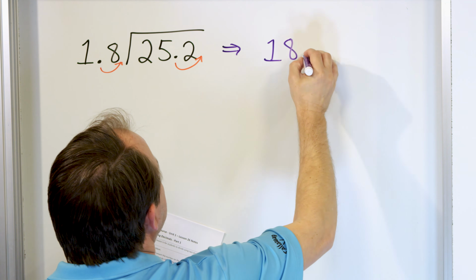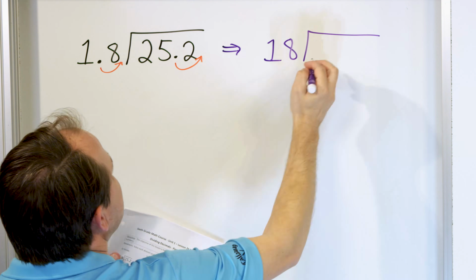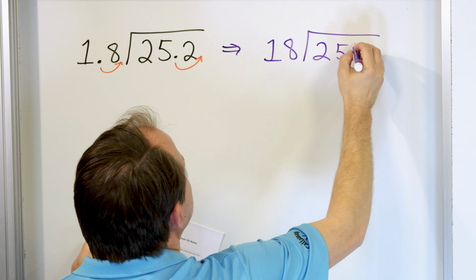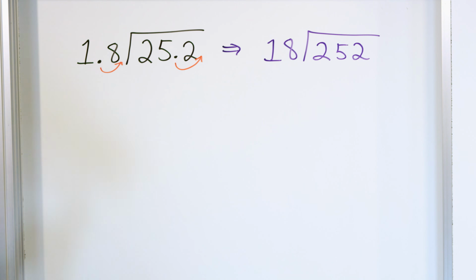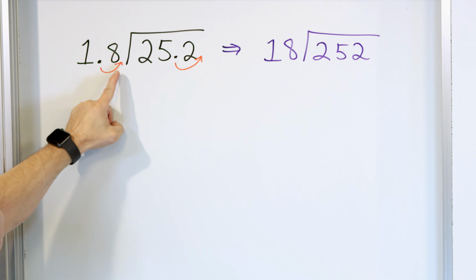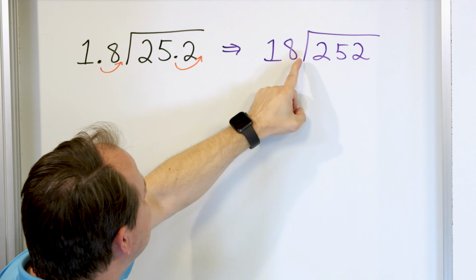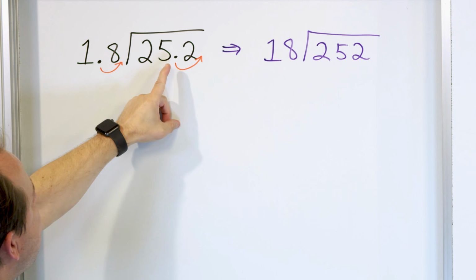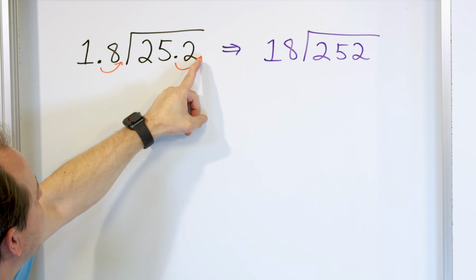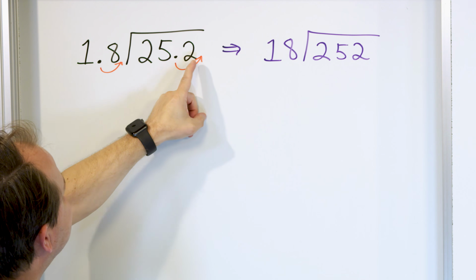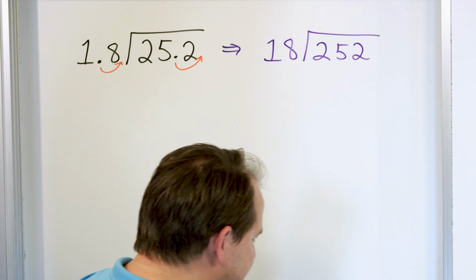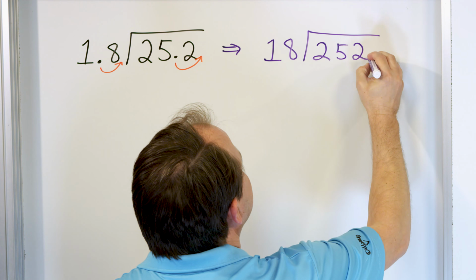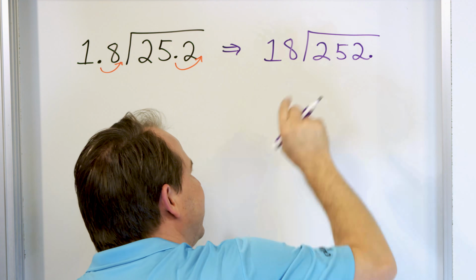It'll be 18 on the outside, and on the inside, it'll be 2, 5, 2, right? Because what happens is, we have moved this decimal one spot to the right, so it's really 18 and an invisible decimal point here, and then we move this one spot to the right, which means it's really 252 with a kind of an invisible decimal point there, like this, right? And of course it's 0.0, right?